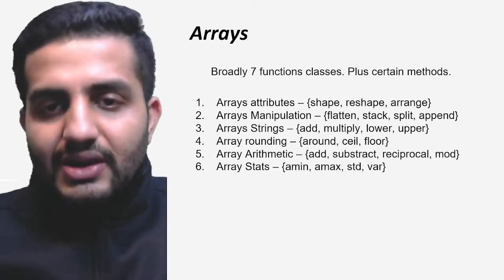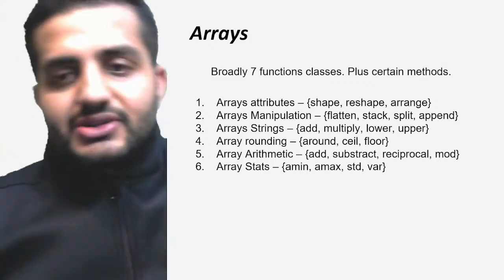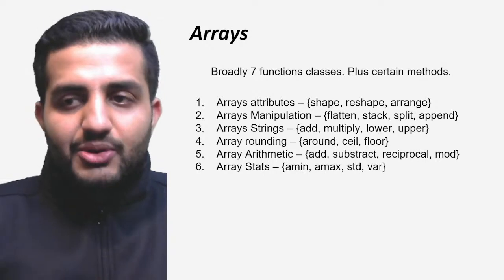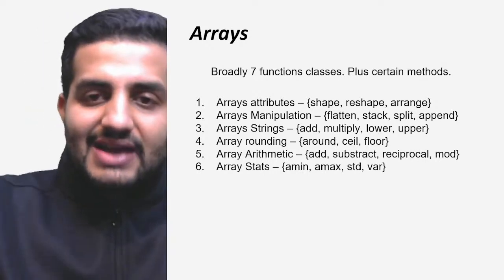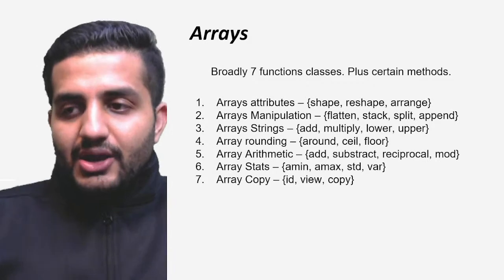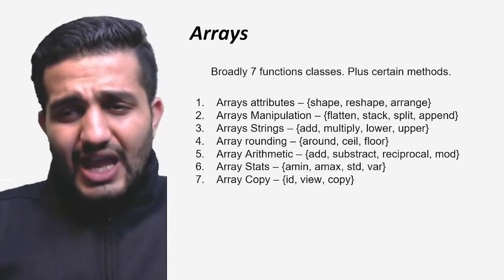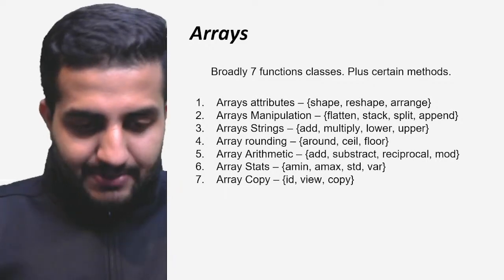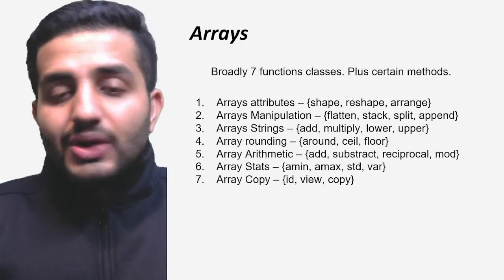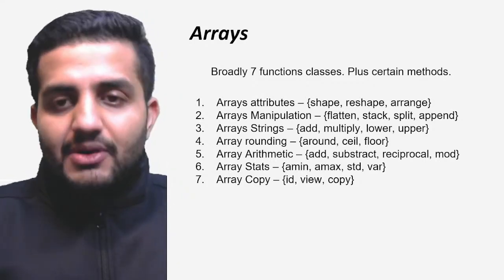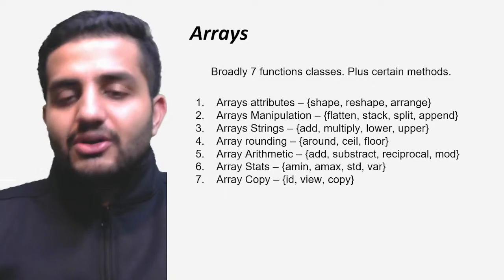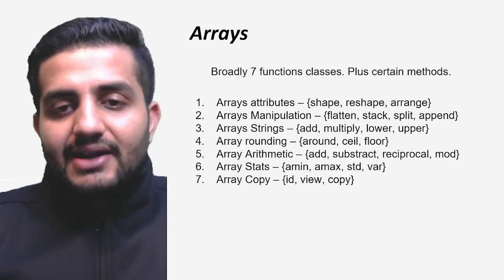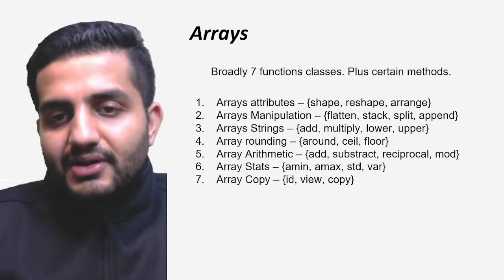I'll give you a quick recap of the functions available in NumPy. Broadly, there are 7 classes as I said: attribute, manipulation, strings, rounding, arithmetic, stats, and the last is copy, right? What is in copy? I was talking about no copy, shallow copy, deep copy, right? Very important concept. Many times we don't actually need the same variable to be copied, because if you create a copy, it's going to use memory. So instead of replicating the exact data into a different variable, we can just use it as a pointer in some cases.